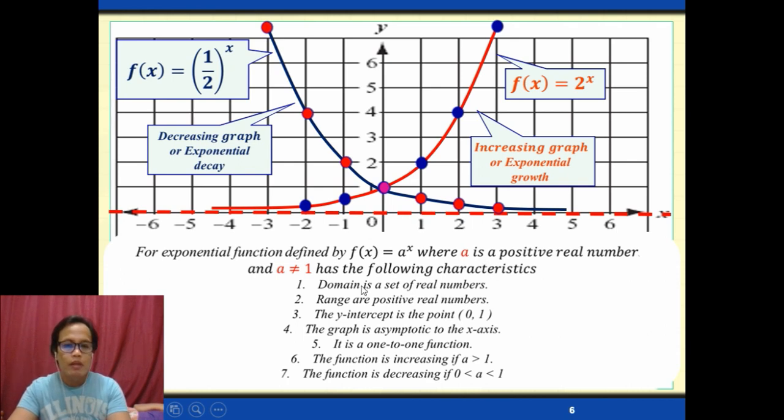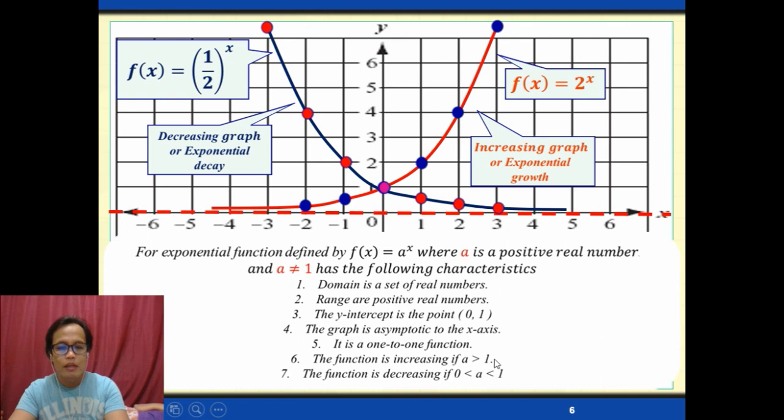Next. The graph is asymptotic to the x-axis. As I mentioned earlier, the horizontal asymptote is the x-axis, meaning it will not cross it. Next, it is a 1-to-1 function. If we draw a horizontal line there, it will only cross the graph once. On the other one, if we draw a horizontal line, it crosses more than once. So, that is 1-to-1.